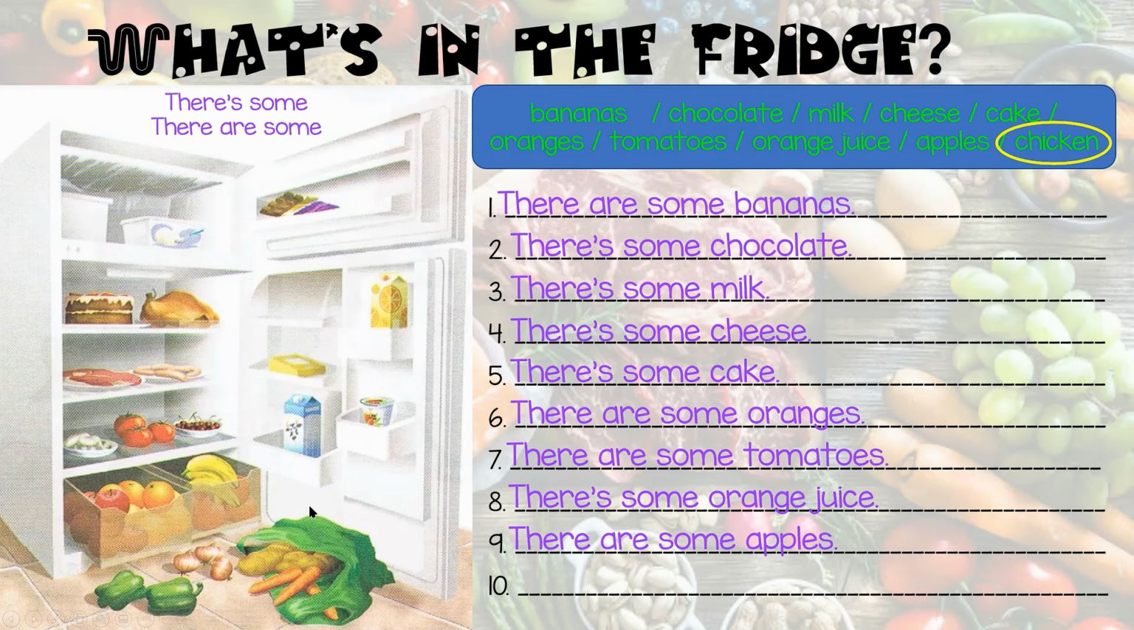Lastly, chicken. Can we count chicken? The chicken over here is already cooked. It is the meat of a chicken. We cannot count meat, so the chicken here is uncountable. Our sentence should be, there's some chicken.